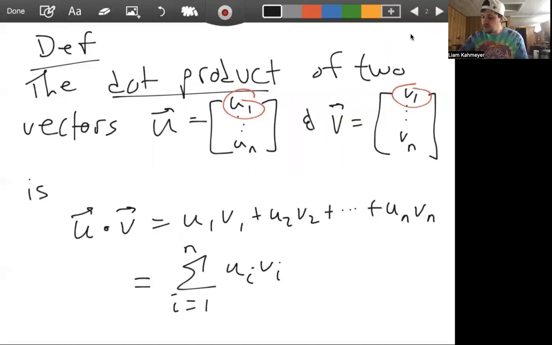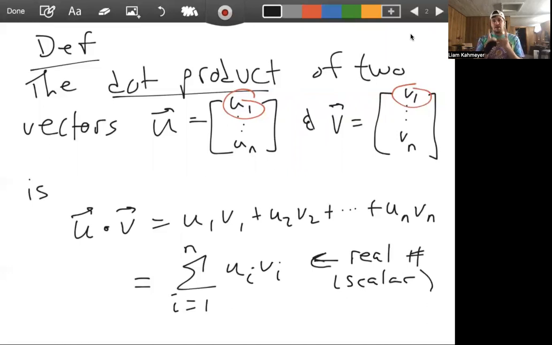And it's really important to notice here that this product takes two vectors, right? And the output is a number. This is going to be a real number, i.e. a scalar. And so if you think about the dot product as a machine that takes inputs and, based on those inputs, gives you an output, the machine eats two vectors and spits out a number, right? And for this reason, the dot product is also called the scalar product.